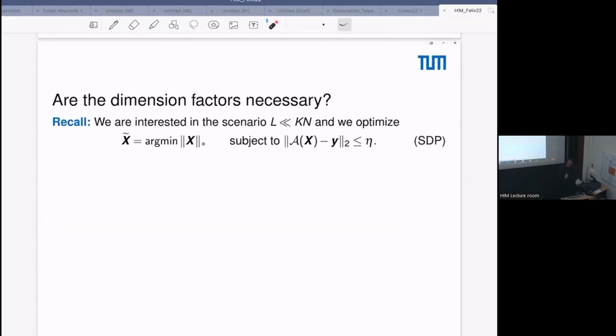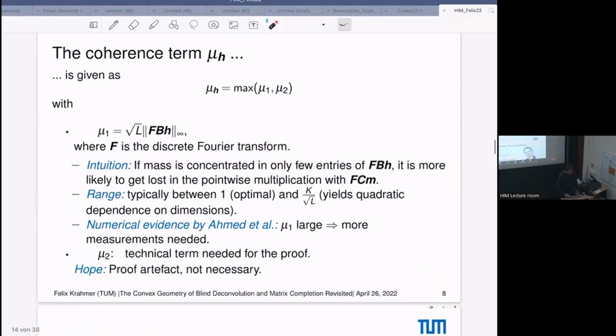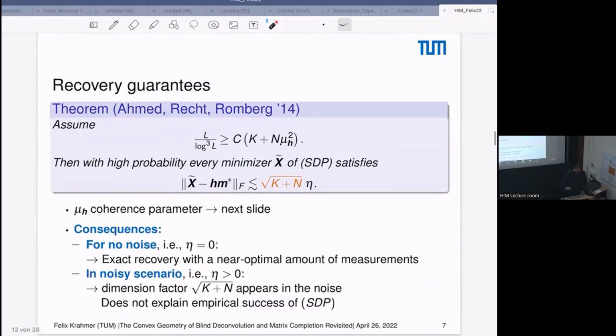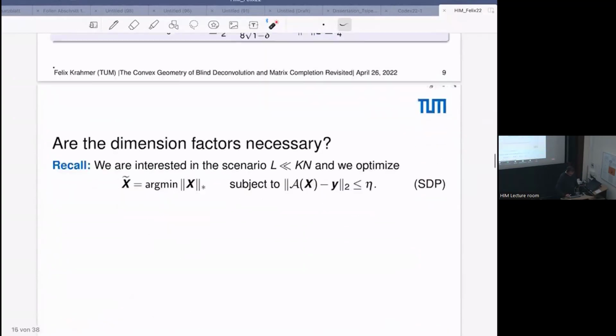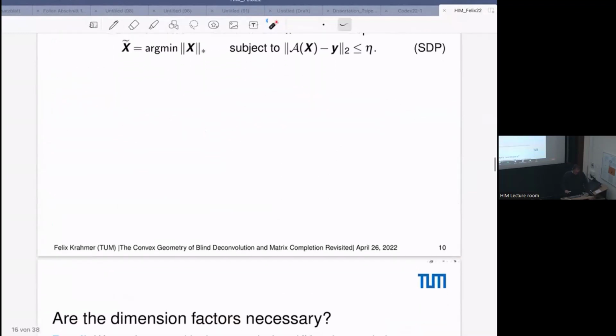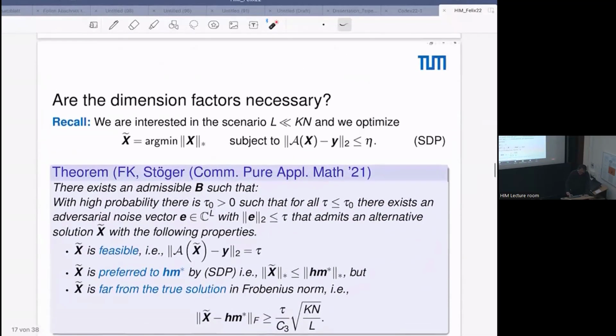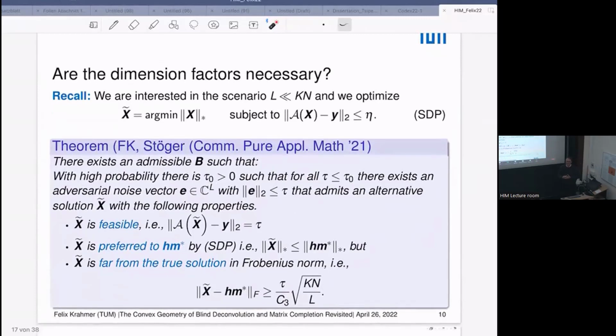Let me ask, what about these dimension factors? Are these dimension factors necessary? Let me go back and recall what dimension factors I'm talking about. What we expect and would like is that if we put error on the size of eta onto our measurements, then we would also expect and hope for reconstruction guarantees on the order of eta, which is what we have in many cases. The normalization is such that we should expect this, but this result here doesn't give it to us. And indeed, we were very surprised when we found that this is not the case.